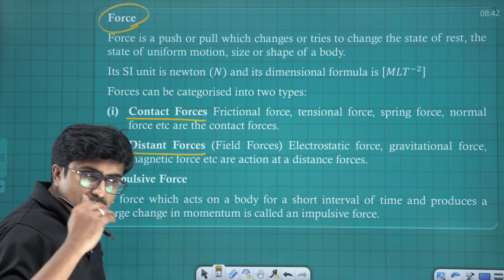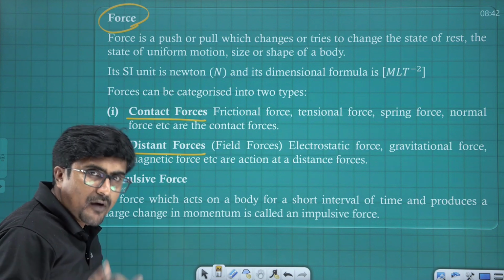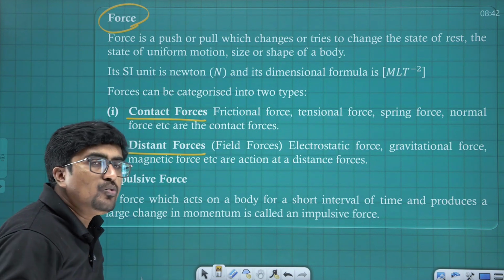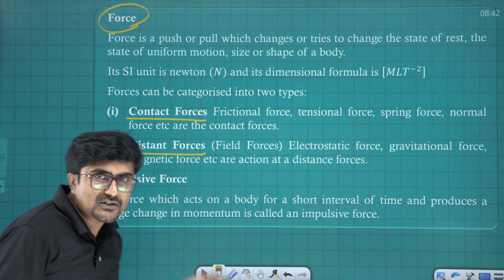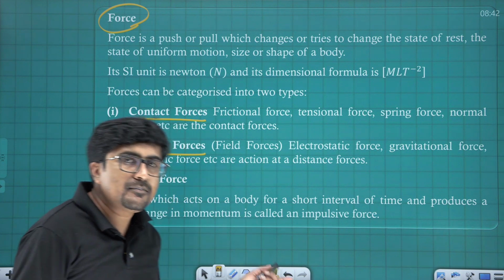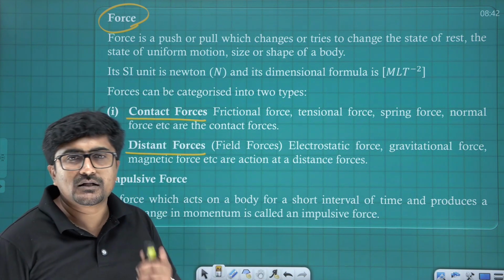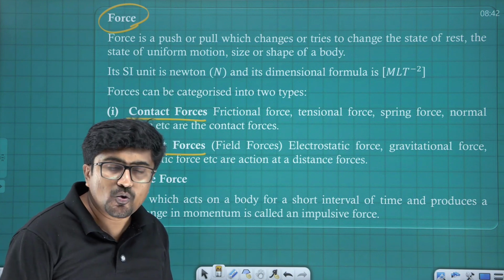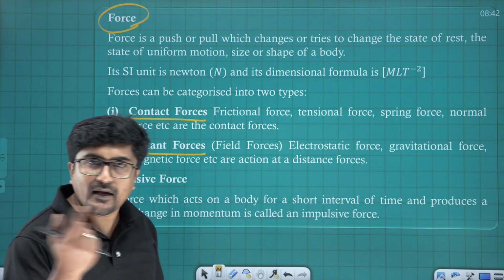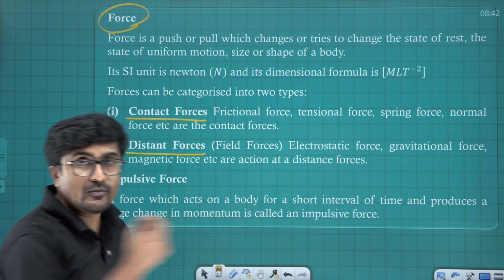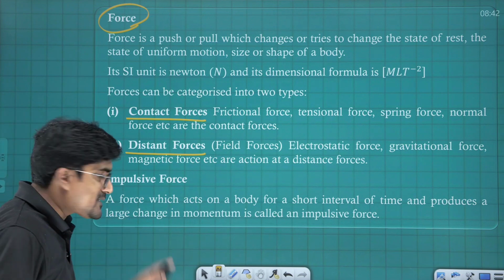Contact force means there is direct contact between the one who provides the force and the body on which the force is experienced. In case of distance force, there won't be any direct contact. The best example is the gravitational force of attraction between the earth and the moon. There is no contact between the moon and the earth, but still force is experienced by the moon because of the earth. That is why it is able to orbit with respect to what? The earth. All right, so that was the best example that we can have.